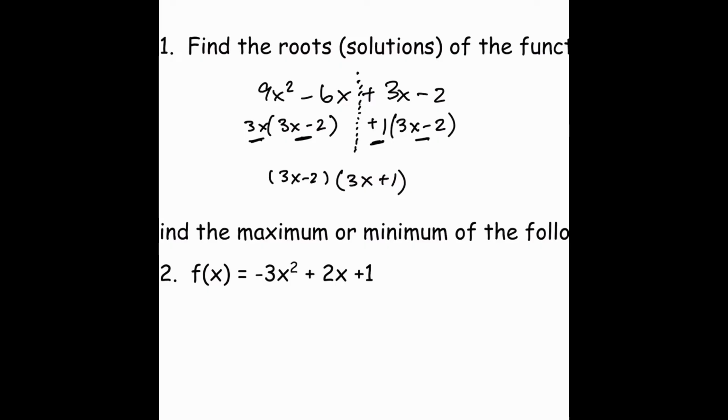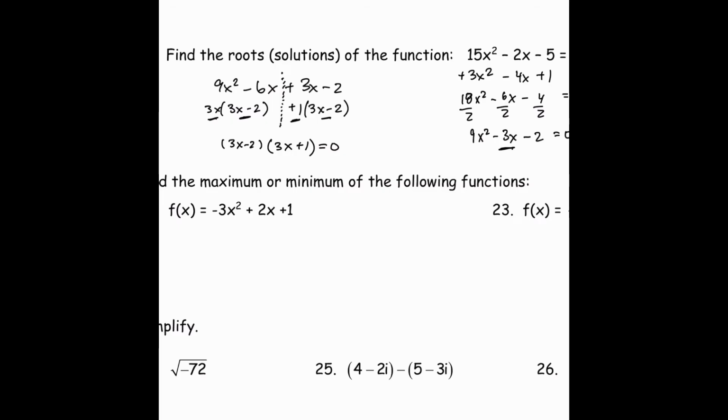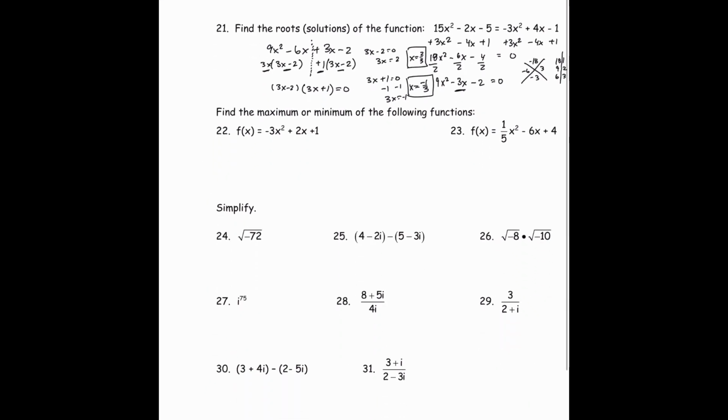So this is equal to 0. We're looking for the roots, so I have to set each of these equal to 0. So 3x minus 2 equals 0, and then 3x plus 1 equals 0. Adding 2 to both sides, I get 3x is equal to 2, so x is equal to 2/3. Subtract 1 from both sides, so 3x is equal to negative 1. Divide both sides by 3, x is going to equal negative 1/3. So the roots are 2/3 and negative 1/3. It's not bad.